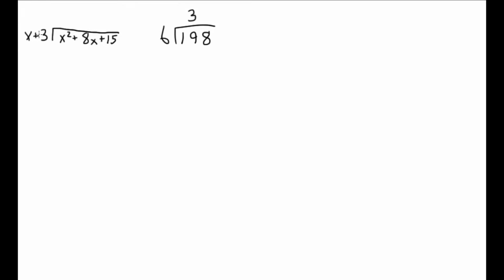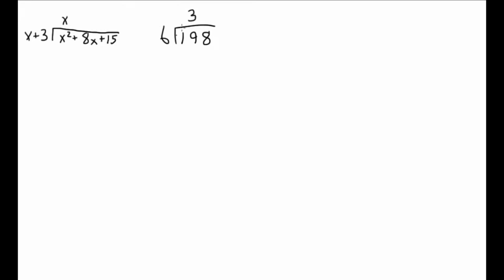So now we're going to do the same thing over here, except the only difference is with this x plus 3, we're only going to look at the first term here. We're just looking at the x. Ignore the plus 3. So can the x divide into x squared? Yes, it can. X times what equals x squared? X times x equals x squared. So we put an x up there.